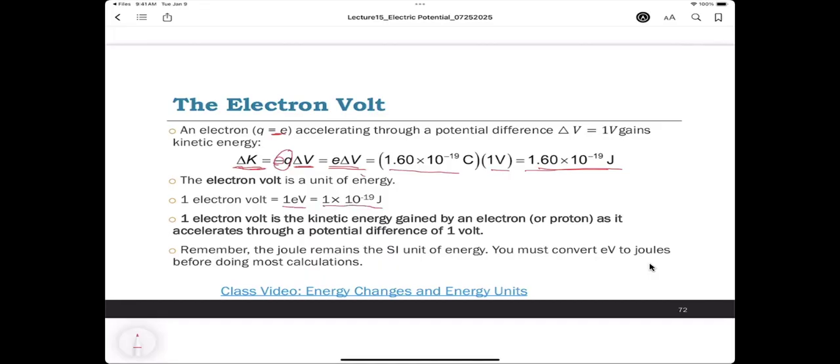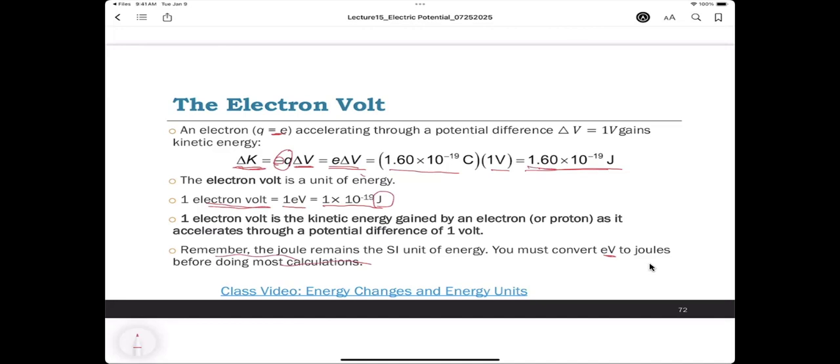And 1 electron volt is the kinetic energy gained by an electron or proton as it accelerates through a potential difference of 1 volt. Remember, the joule remains the SI unit of energy. You must convert eV to joules before doing most calculations. Remember this, because if you use this one, actually you will be confused.